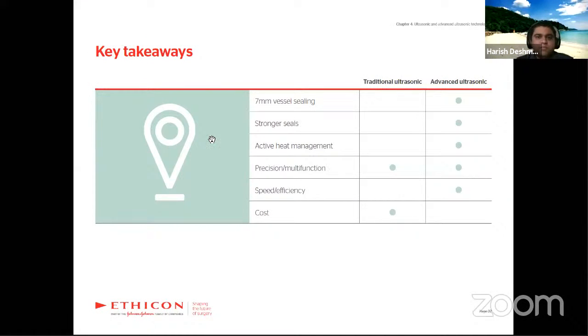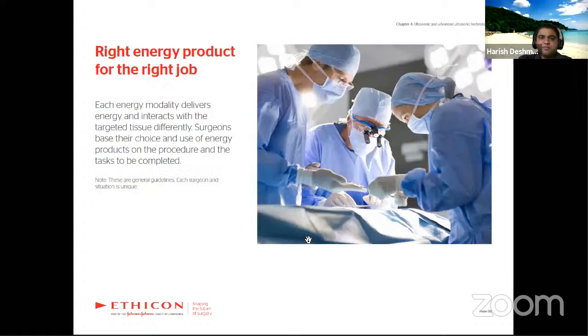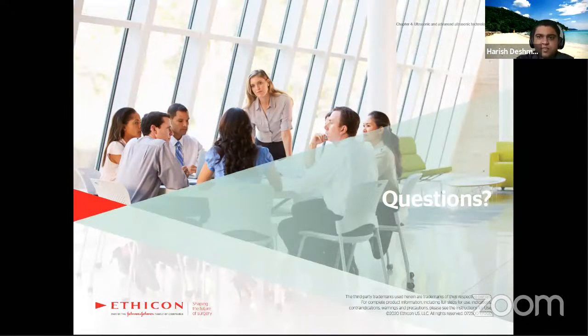So what is the benefit? What you get with 7 mm sealing is stronger seals, and active heat management because it is monitoring the tissue condition and, based on that, the power levels. You have higher speed because of the same. Precision and multifunction remain the same. With advanced ultrasonics, cost wise, it will increase the cost. So with this, we are at the end of the session, sir. If there are any questions with respect to harmonic, bipolars, advanced bipolars, or any other energy source, we can take up the questions.